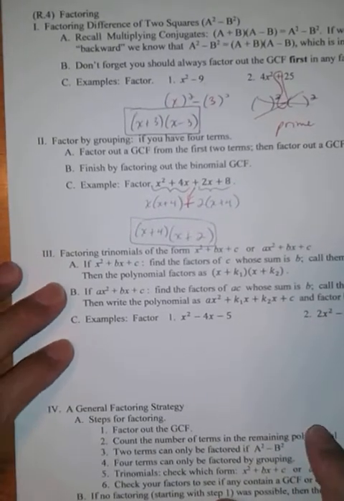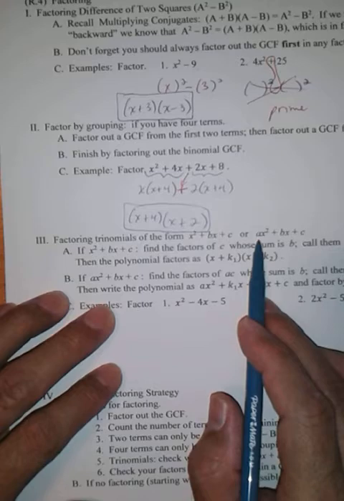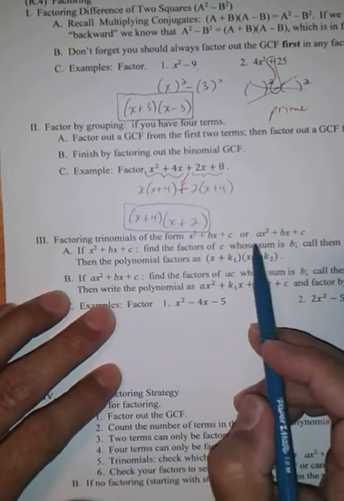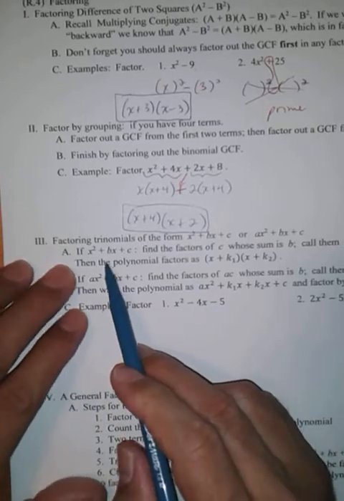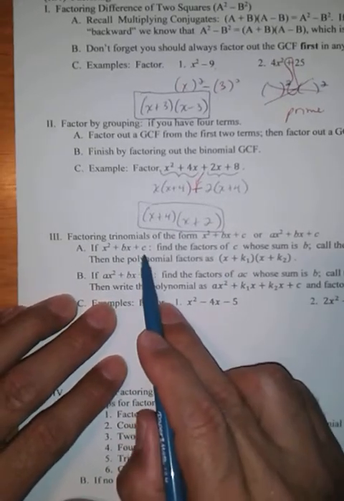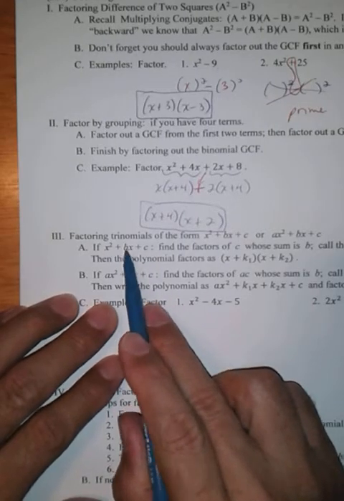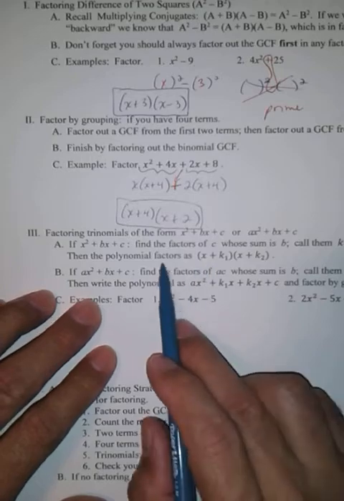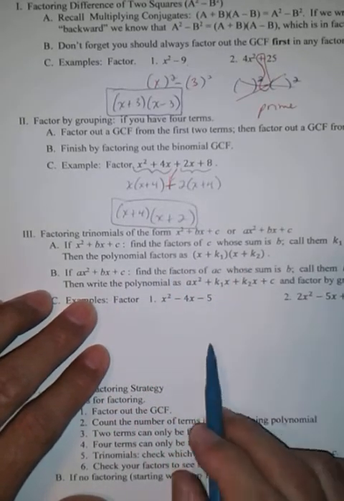All right. Part 3, factoring trinomials of the form x squared plus bx plus c and ax squared plus bx plus c. So notice the difference is that's a 1x squared. That's not a 1x squared. All right. So if it's x squared plus bx plus c, you find the factors of c that add up to b. You call them k1 and k2, and those are the answers to your factors. So the polynomial factors as x plus k1 times x plus k2.